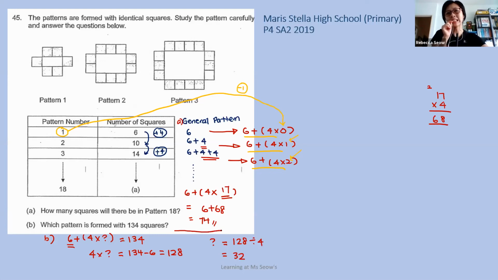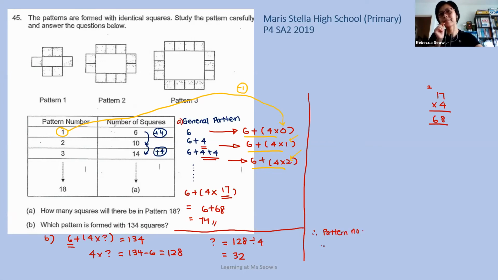But wait, this is not the answer. How do we get the answer then? 32 is but the number represented by the question mark. How do we link back the number in the question mark to the pattern number? If you were to recall, the number in the question mark is always 1 less than the pattern number. So the pattern number will be 32 plus 1, which is 33. So this is the answer for 45B.